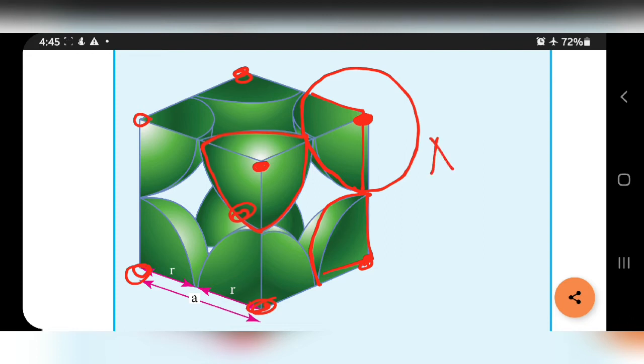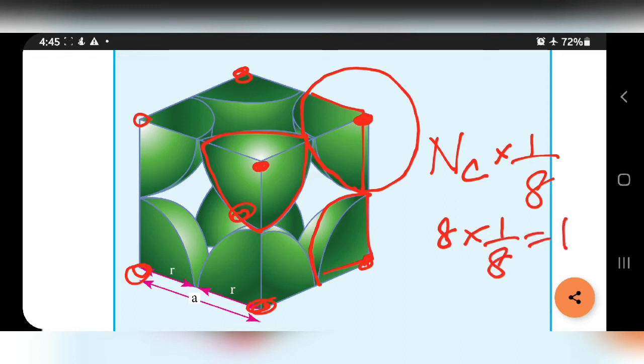So the formula is Nc by 8. We can write Nc into 1 by 8. Nc means total number of atoms. Totally how many atoms? 8 corners. So 8 atoms. So 8 into 1 by 8, that is equal to 1.